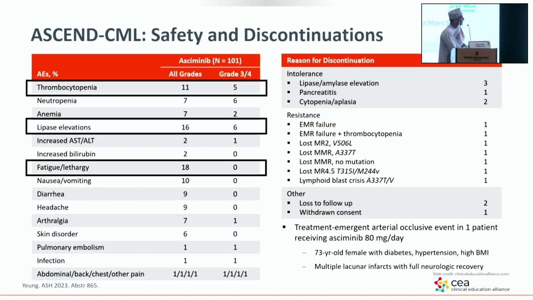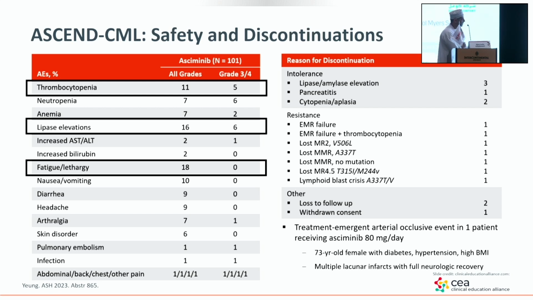You look at the toxicity; they were not as we initially thought of asciminib. So 11% thrombocytopenia, hematological toxicity, and this is 11%, so almost 100 patients, and 5% grade 3 to 4. When you look at the lipase elevation, and I think one or more of the patients had clinically acute pancreatitis in that study, not much, but still, 16% lipase elevation and 6% grade 3 to 4.